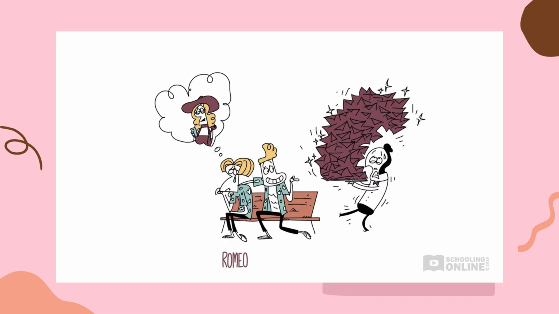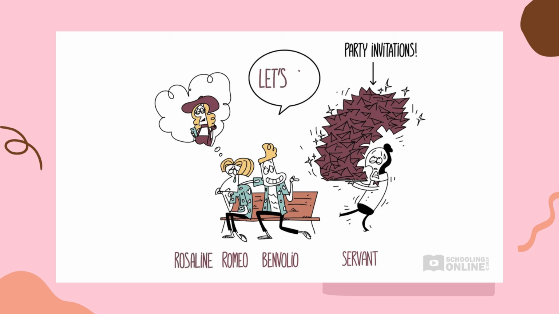Romeo and his cousin Benvolio run into a servant who is sending out the invitations for the Capulet party. They decide to sneak in because Rosaline will be there. Benvolio hopes Romeo will meet another girl and forget about Rosaline.